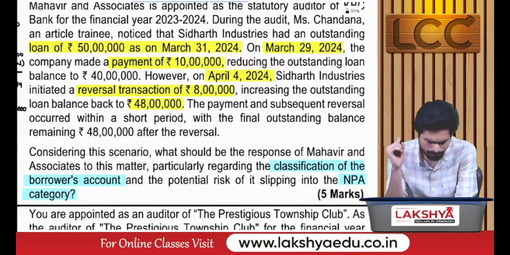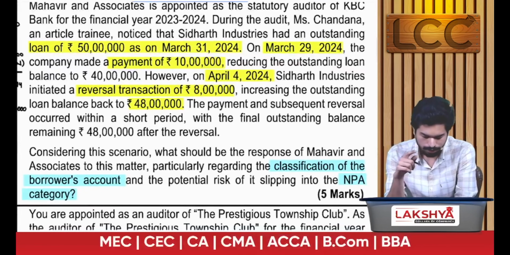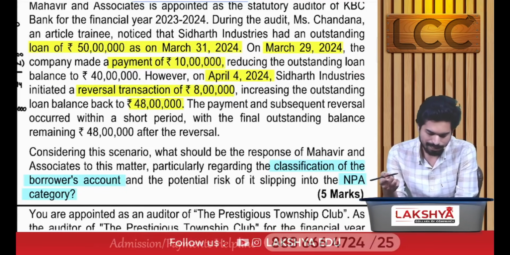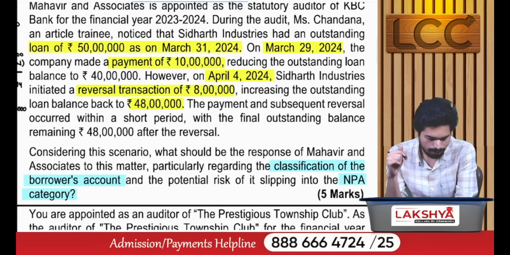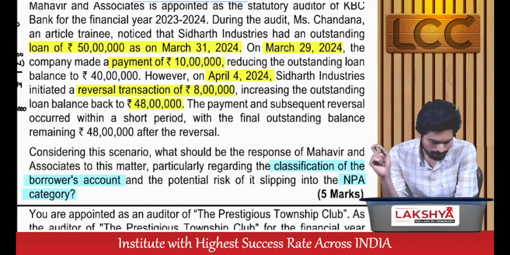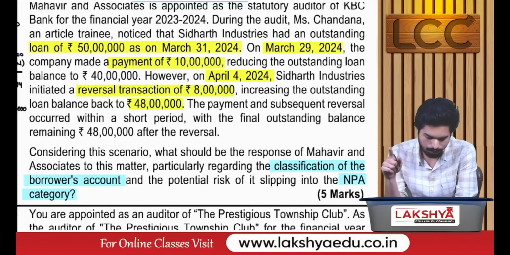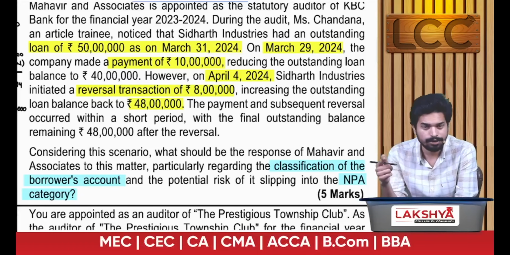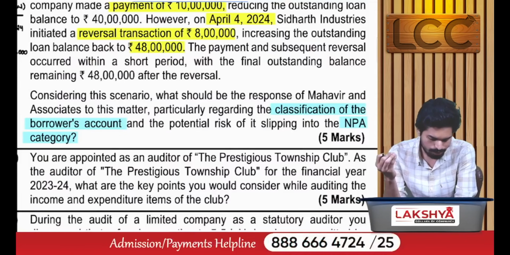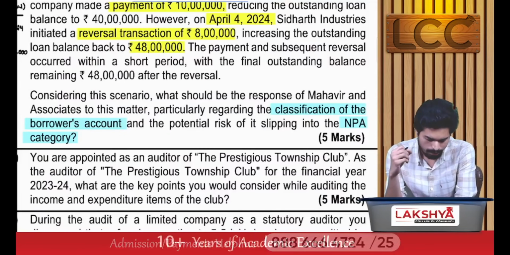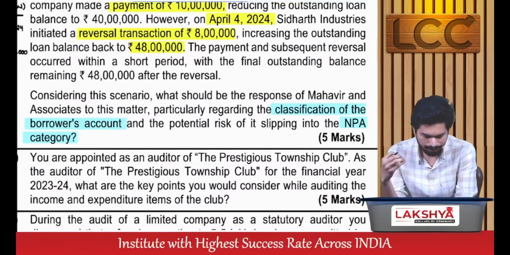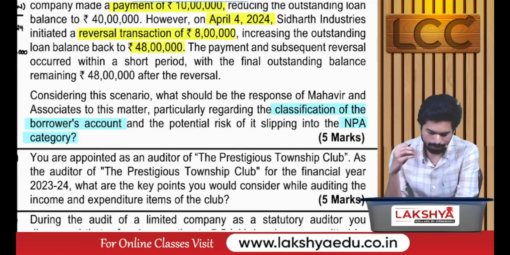Okay. However, on April 4, 2024, Siddharth Industries initiated a reversal transaction of 8 lakh, increasing the outstanding loan balance back to 48 lakh. The payment and subsequent reversal occurred within a short period, with the final outstanding balance remaining 48 lakh after the reversal. Now, considering this scenario, what should be the response of Mahavir and Associates to this matter? Nothing but the auditor, particularly regarding the classification of the borrower's account and the potential risk of it slipping into the NPA category.